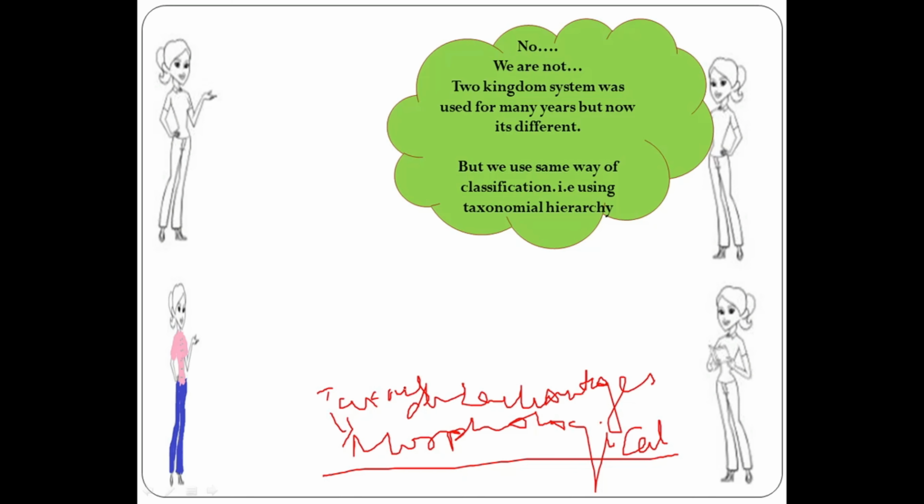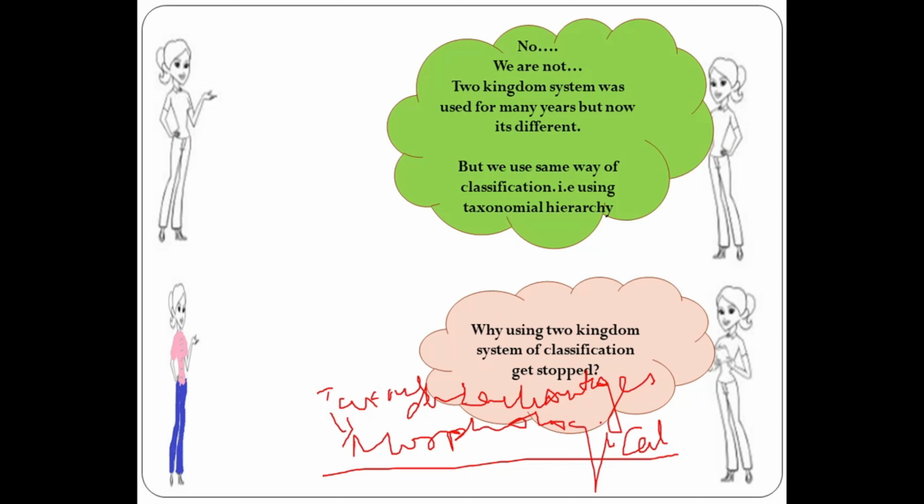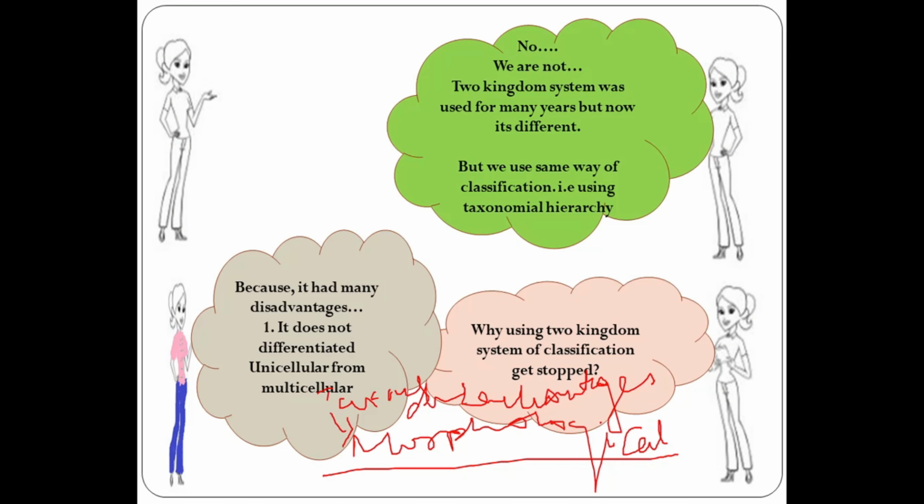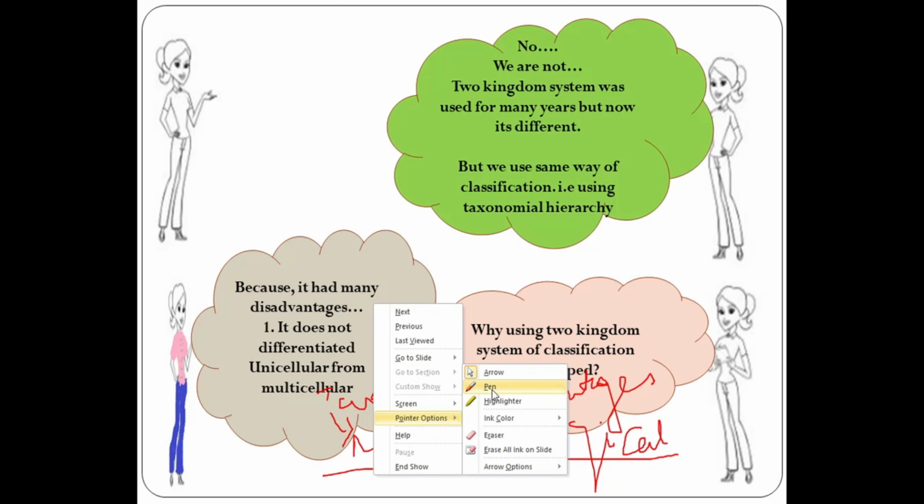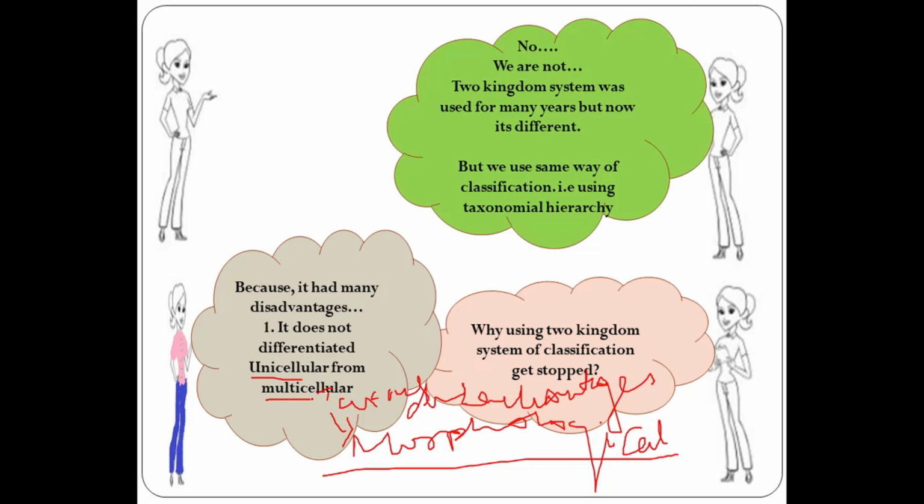Okay, but the disadvantage was this: it did not at all try to make a difference between unicellular and multicellular organisms. We know the meaning of unicellular and multicellular. For example, if you consider amoeba and humans, he placed amoeba as well as humans under the same group. So this was wrong, right?